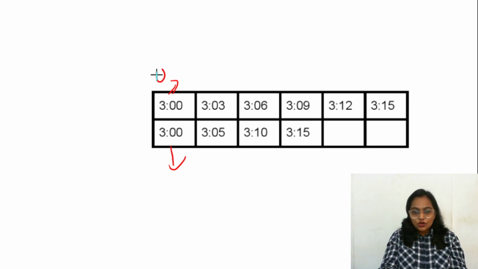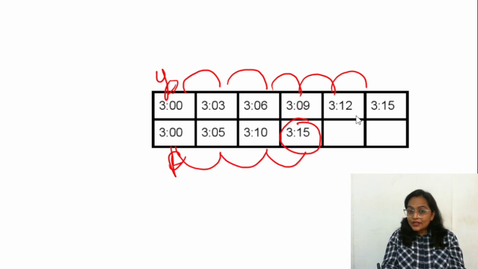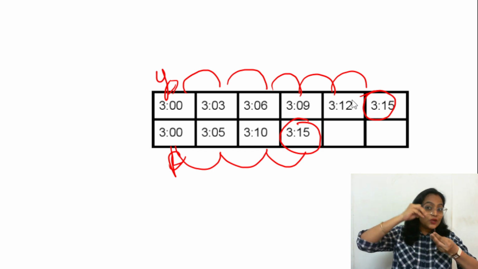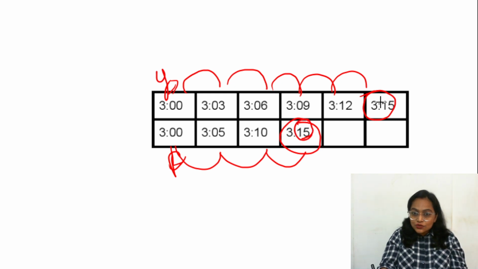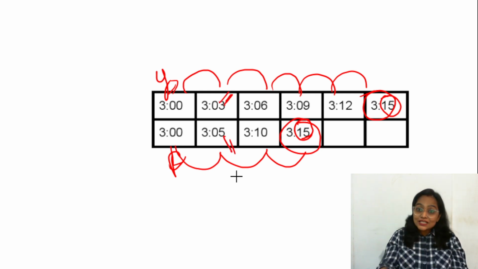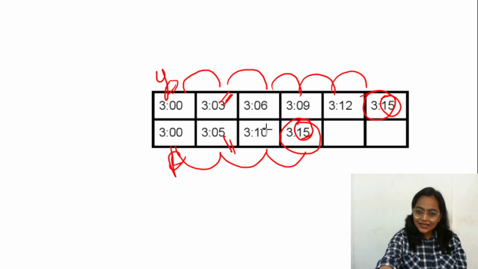Now see, this is your bus, this is your friend's bus. So your bus will stop at 3:03, 3:06, 3:09, 3:12 and 3:15, right? After every 3 minutes. Your friend's bus will stop at 3:05, 3:10 and 3:15. Now at 3:15, both the buses will stop together so that you can go and take your watch. So this 15 is nothing but the LCM of this 3 and 5, that is 3 minutes and 5 minutes. This 15 is the LCM of that. So here we use LCM in our daily life.